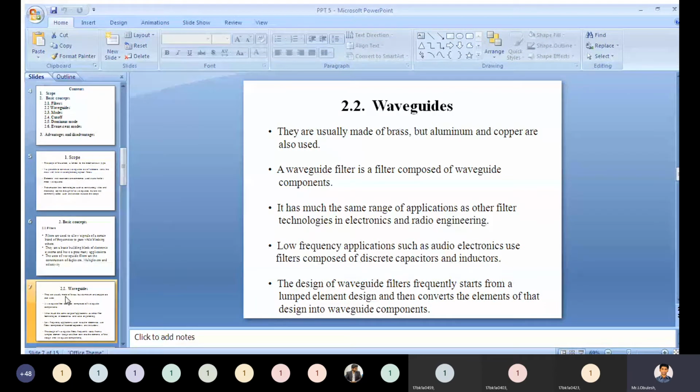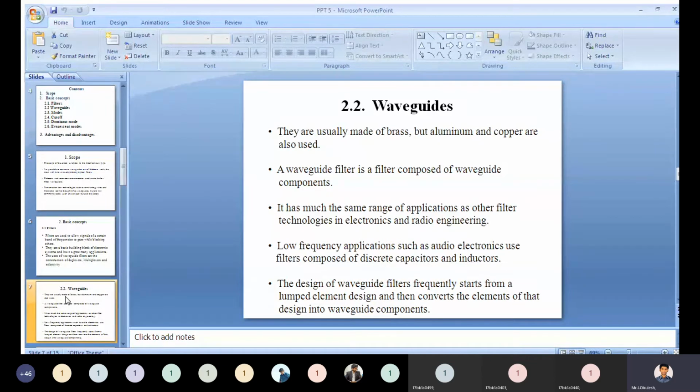Low frequency applications such as audio electronics use filters composed of discrete capacitors and inductors. Somewhere in the very high frequency band, designers switch to using components made of pieces of transmission line. These kinds of designs are called distributed element filters.